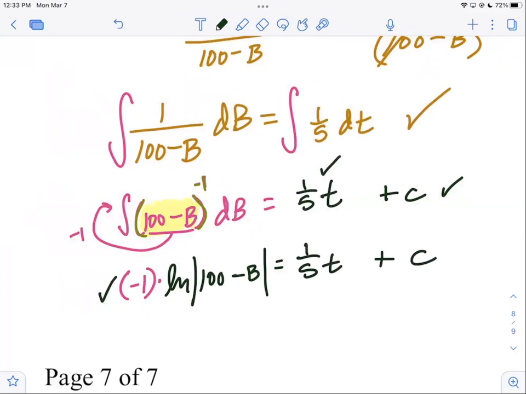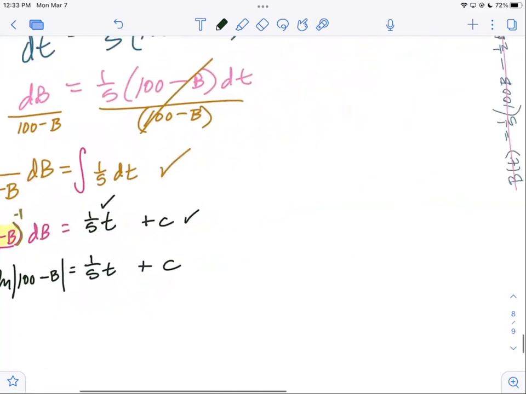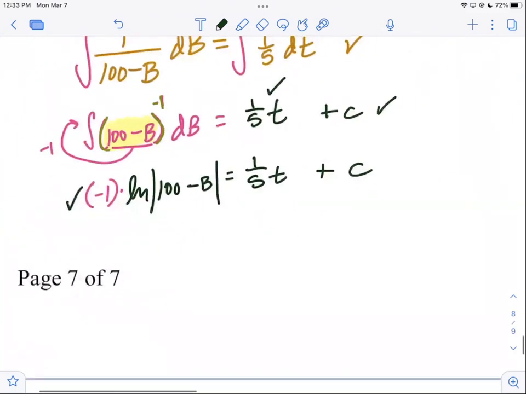All right. So now I need to solve for what? B? For b, right? Boy, that's going to be fun, isn't it? Solving for B. Well, first of all, let's multiply both sides by -1, okay? So I get the natural log of 100 minus B. And if I distribute on the right, I get -1/5 t and then minus C. But guess what? ShamWow C. Boom. -1 times C is positive C.